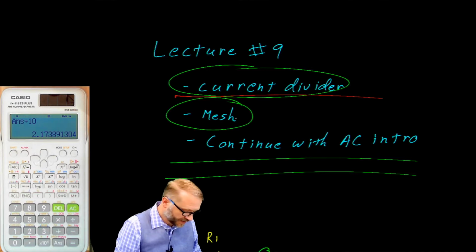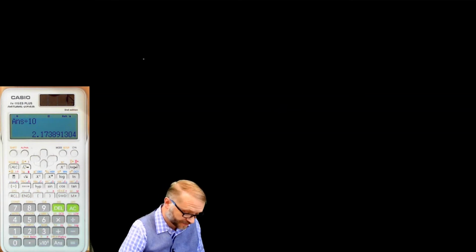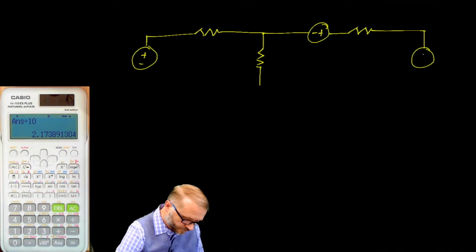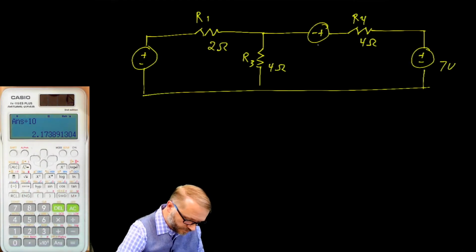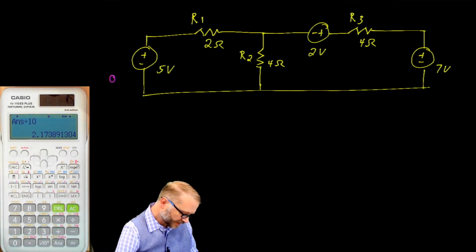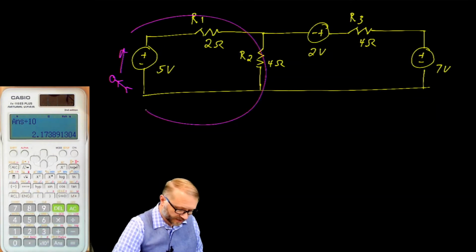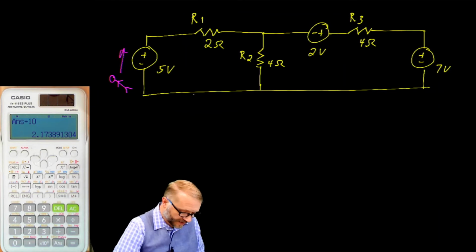Now we can move on to mesh. We'll start with a circuit that's neither parallel nor series. I believe we've talked about this before, where we start in the lower left corner and we take a walk around the circuit, where we take a walk on a closed loop. And if we do that, we can make a statement.